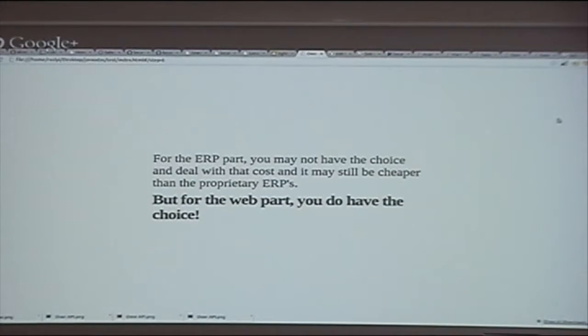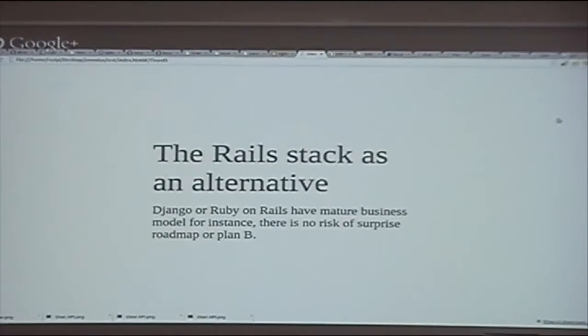I mean, there are web frameworks that work. So, for instance, the Ruby on Rails stack can be an alternative. And even in Python, you have, for instance, Django. Both have a mature business model. There is no risk of surprise. It's a collegial decision. There is no risk of a plan B to freak out with the investors.